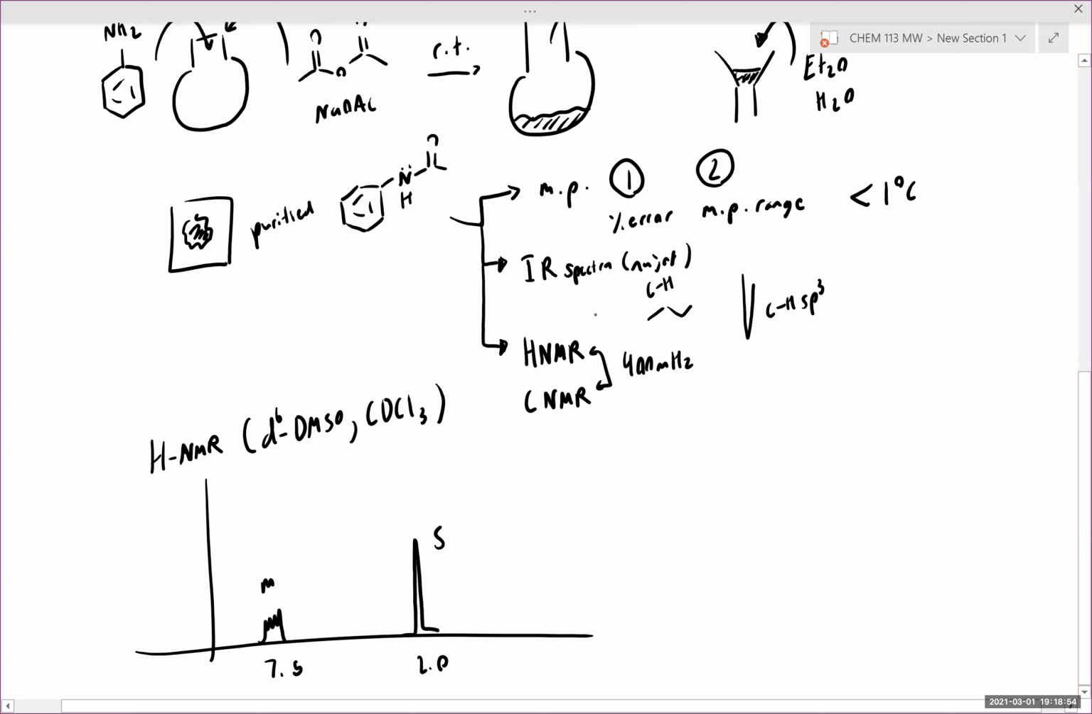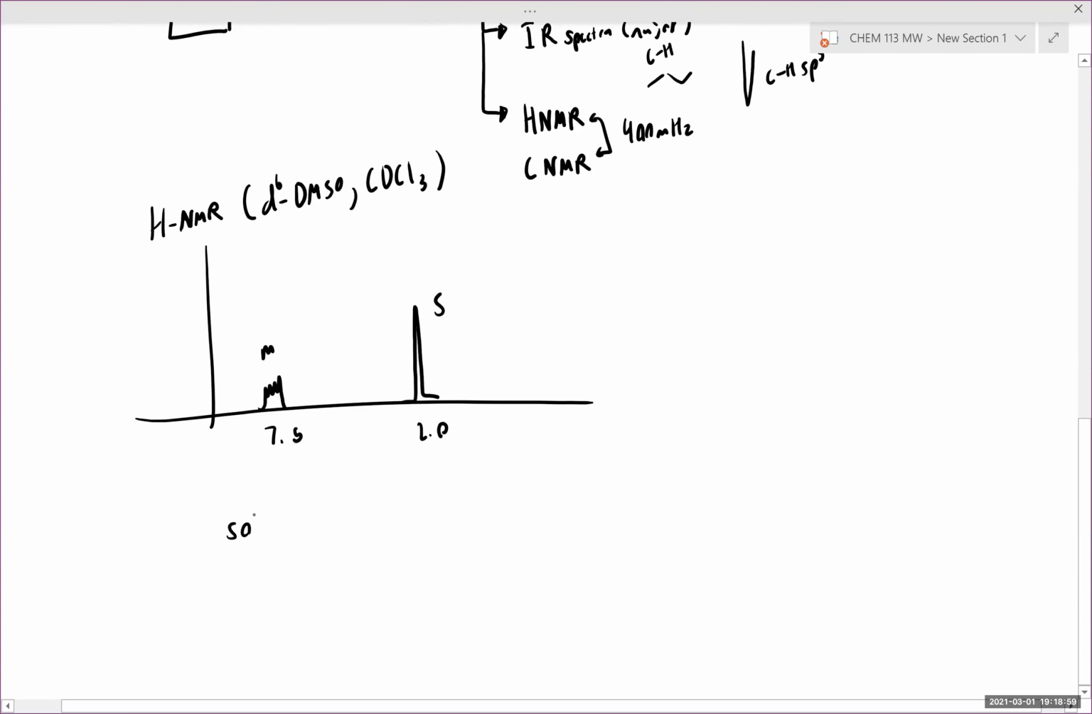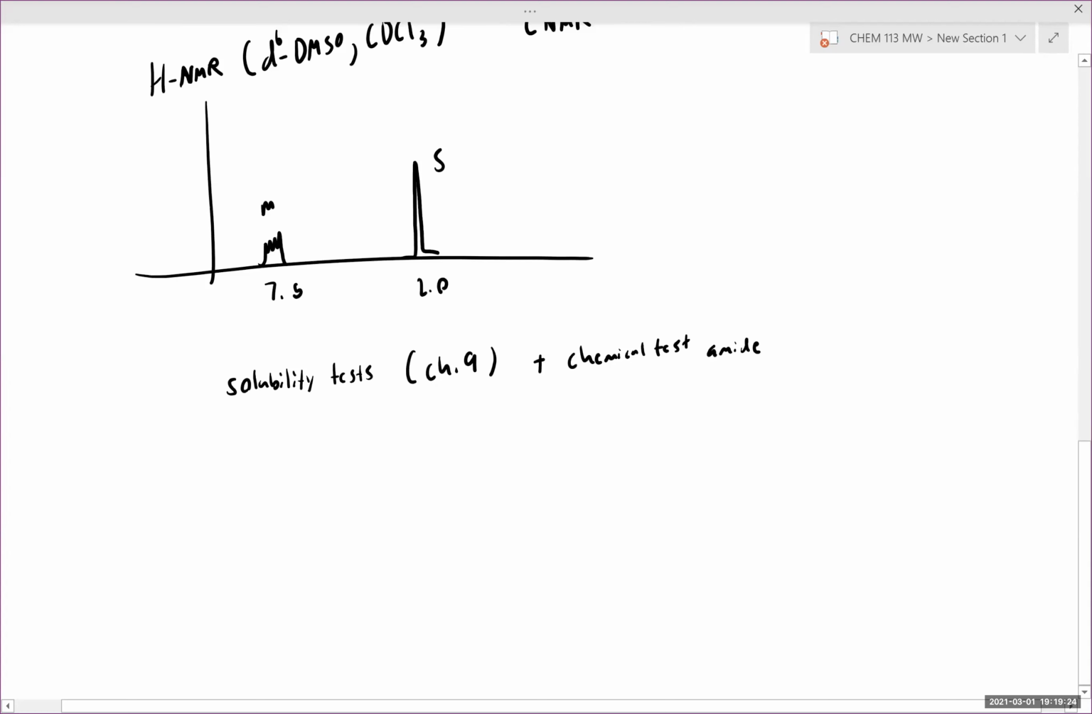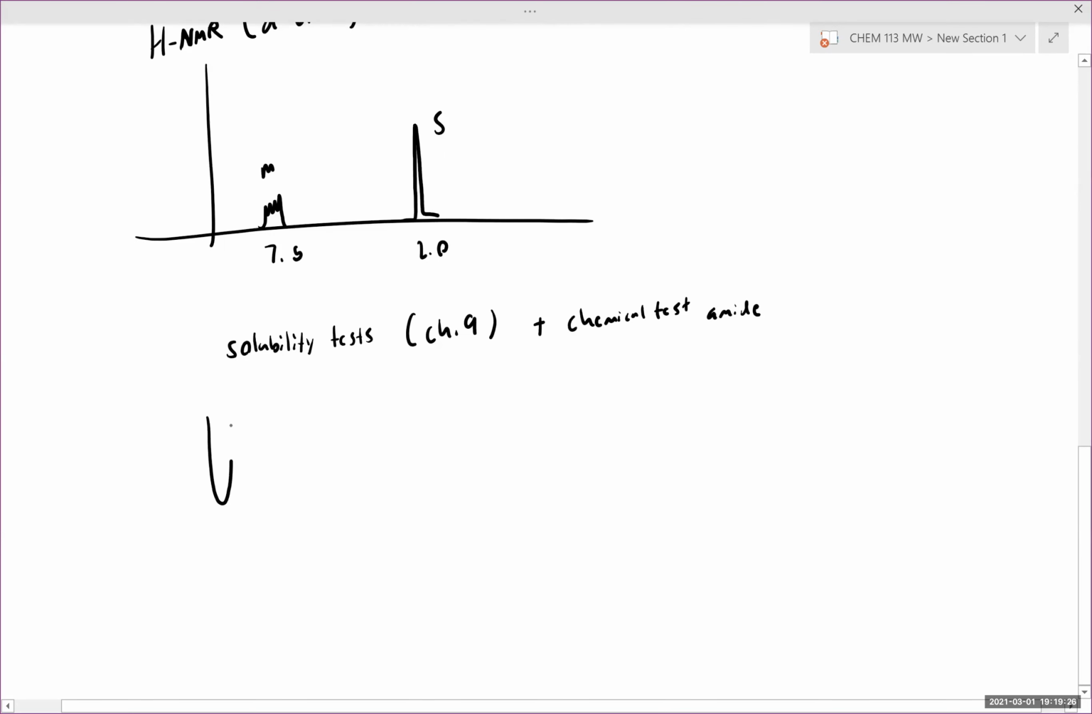Outside of the melting point, IR, proton NMR, and carbon NMR, we're also going to be looking at a series of solubility tests. These solubility tests are covered in Chapter 9, and we're also going to be looking at a chemical test for the amide equivalent. So in terms of solubility tests, the way this is going to work, there is a flow chart in Chapter 9.